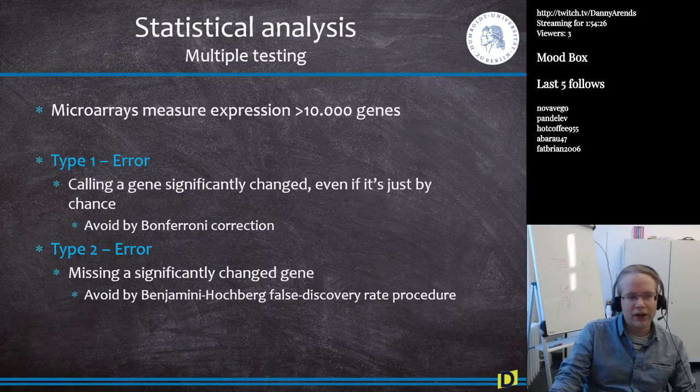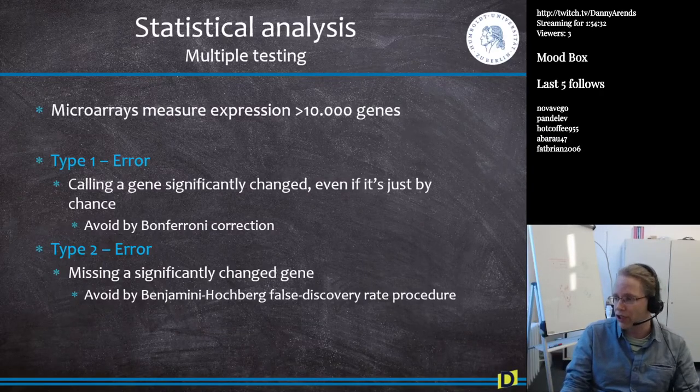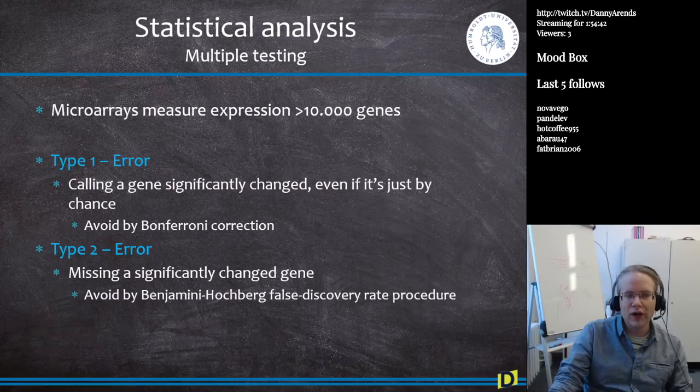The other error is a type 2 error. That means that you are missing a significantly changed gene, right? So you're saying that based on my statistical test, this gene is not differentially expressed, while in reality it is. And you can avoid this type 2 error by doing a Benjamini-Hochberg false discovery rate adjustment.